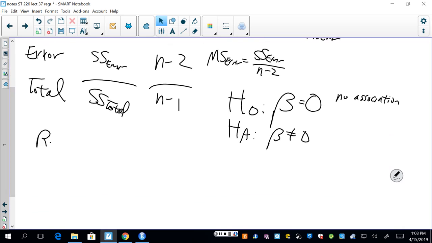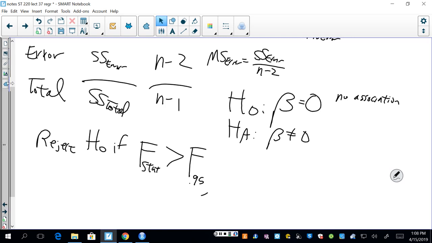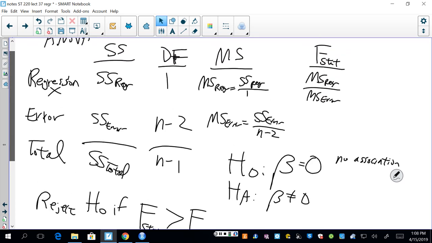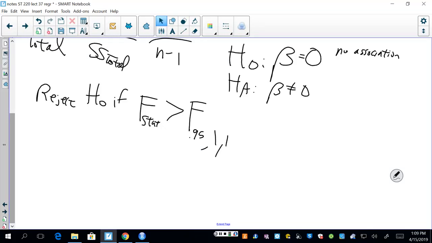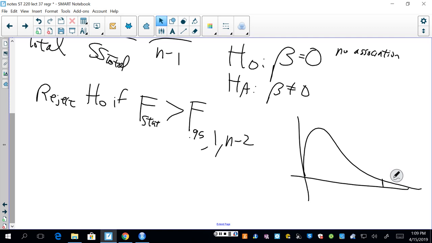we're going to reject the null hypothesis if our F statistic is greater than a cutoff of an F distribution. Well, the upper 95th percentile of that F. And the F is a ratio. There's a numerator degree of freedom and a denominator degree of freedom. And so that's what it ends up being in this case. So that F distribution is like this.